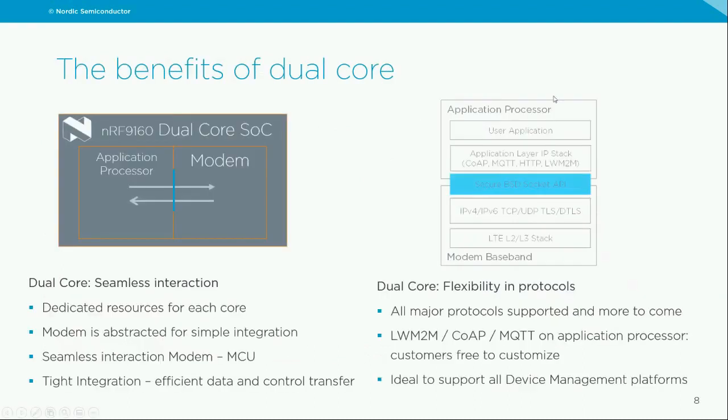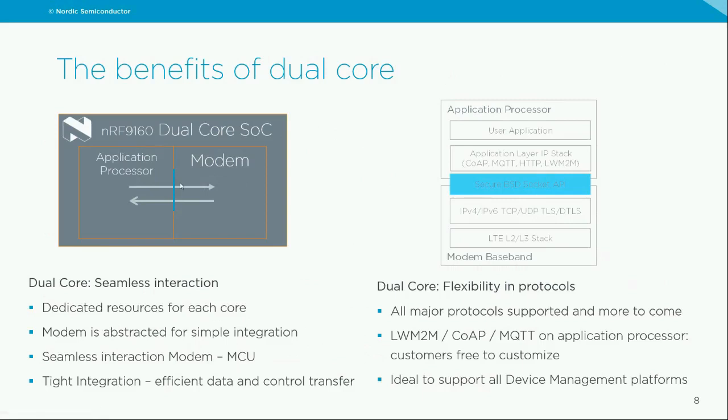So when we have built an architecture like this, as a dual-core architecture with an application processor and a modem, it opens up for some really interesting capabilities on the application and how you build your total solution. As I mentioned, you have dedicated resources for each core, dedicated memory, peripherals, and dedicated CPUs. And the modem in this SoC is abstracted for very simple integration.